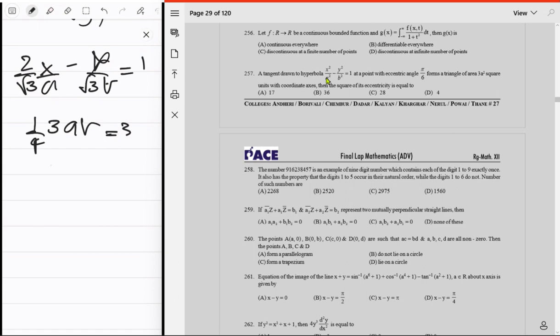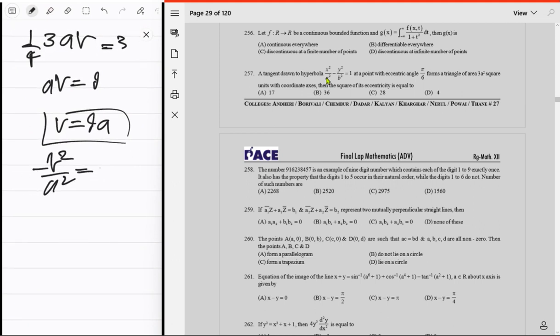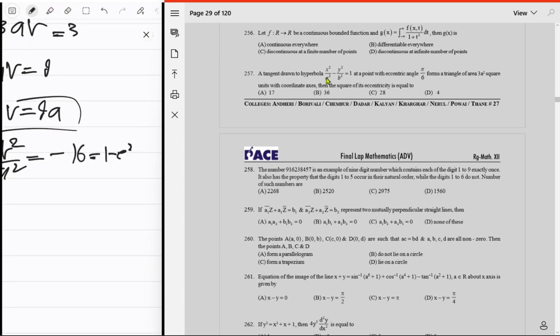So ab is equal to 4a squared, either a equal to 0, which doesn't make any sense, or b is equal to 4a, right? Which means that b squared upon a squared is 16. That's equal to e squared minus 1, which means e squared is just equal to 17, I guess. 17 is the answer. A. Next question.